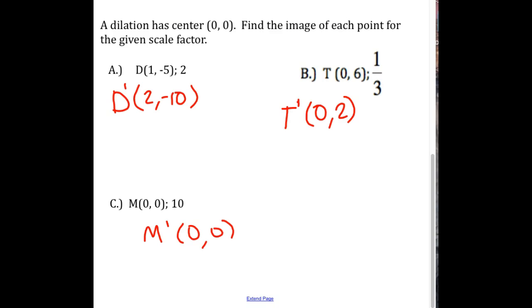All right, you should have checked your answers already. D is at 2, -10, and multiplied both by 2. T is at 0, 2, and multiplied both by 1/3. And M, the origin, the center of dilation, shouldn't change. It's at 0, 0.